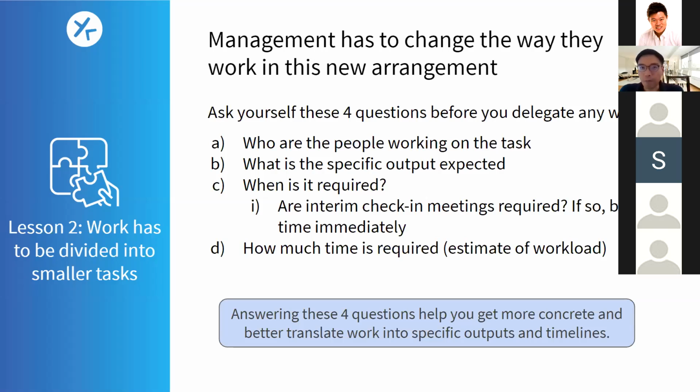What is the specific output expected? Right, so getting very concrete on the outcome so that you don't have to keep going back and forth. It becomes more difficult for people to show you a draft and say, is this fine? Is this what you had in mind? Right? Timelines, when is it required? And are there interim check-in meetings that you need to set up in order to discuss, right? So set up meetings immediately.